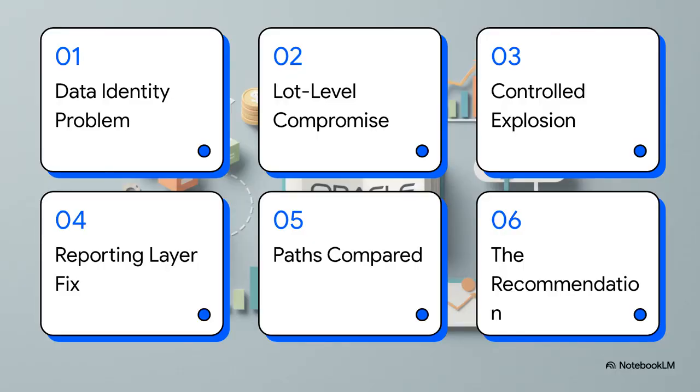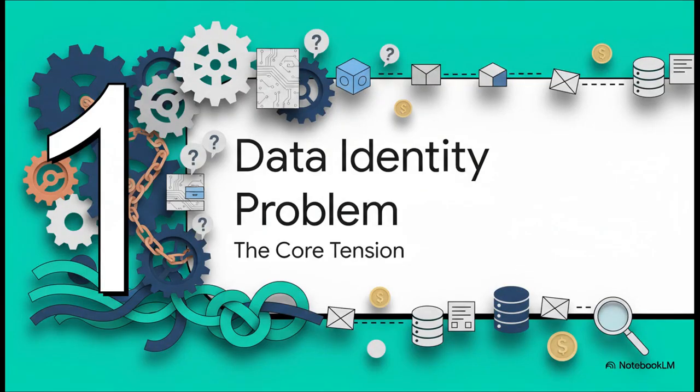So, to get you that crystal clear visibility, here's our game plan for this explainer. First, we'll nail down this data identity problem. Then, we're going to walk through 3 potential solutions, what I call the lot level compromise, the controlled explosion, and the reporting layer fix. After that, we'll put them all side by side, and I'll wrap it all up with a straight-up executive recommendation. Okay, let's dive right in.